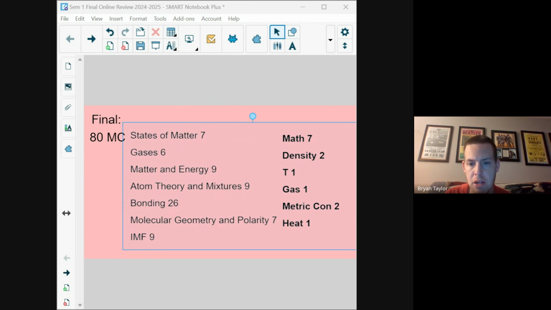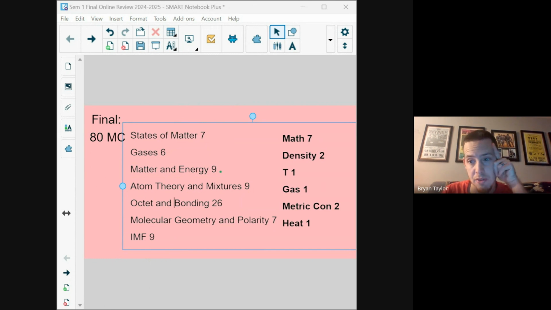So what I'm actually going to do is, it's called bonding on the final, I'm going to call it octet and bonding. I feel like that's maybe a better area for it. But I just looked at the final exam, and that is kind of what it looks like.